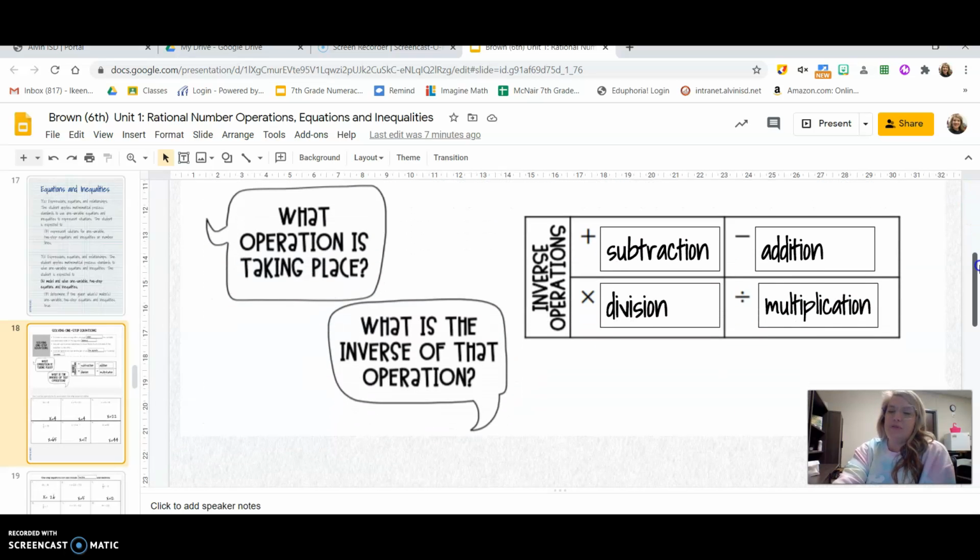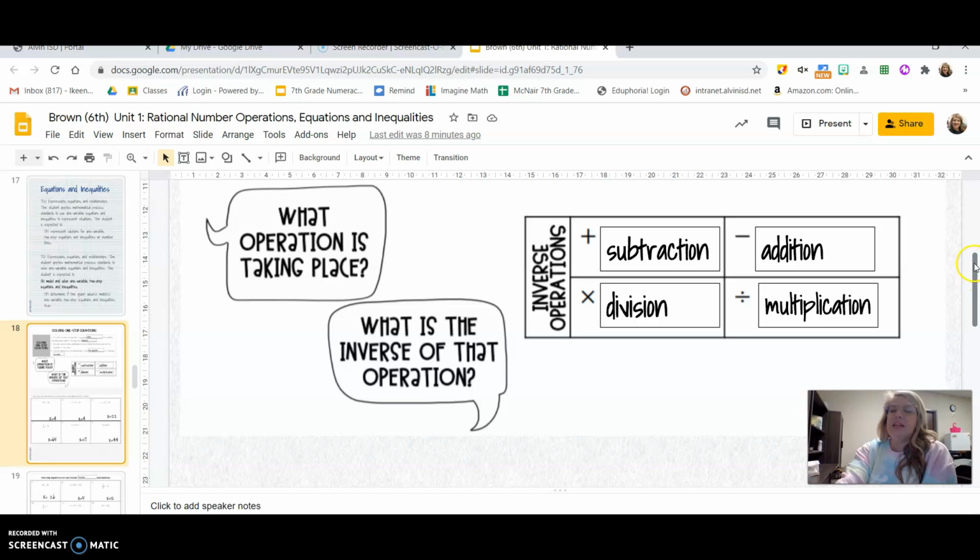So if we talk about inverse operations, remember that subtraction is the opposite of addition. Addition is the opposite of subtraction. Division is the opposite of multiplication, and multiplication is the opposite of division. Those are our inverse operations. We undo equations by doing the inverse of an operation.